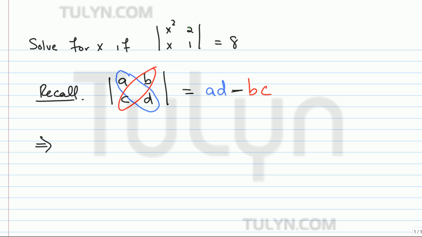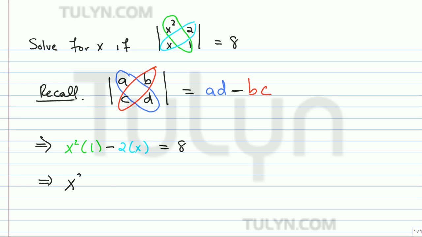this determinant up here is going to become x squared times 1, and then the second one is going to be 2 times x, and we want to tie them together with a negative sign, and that's all equal to 8. So now we have the makings of an equation, right?